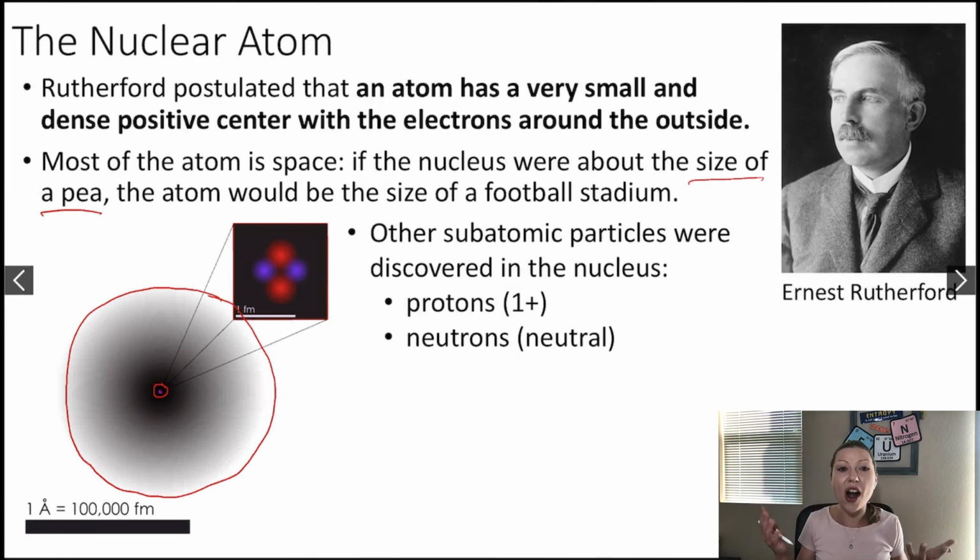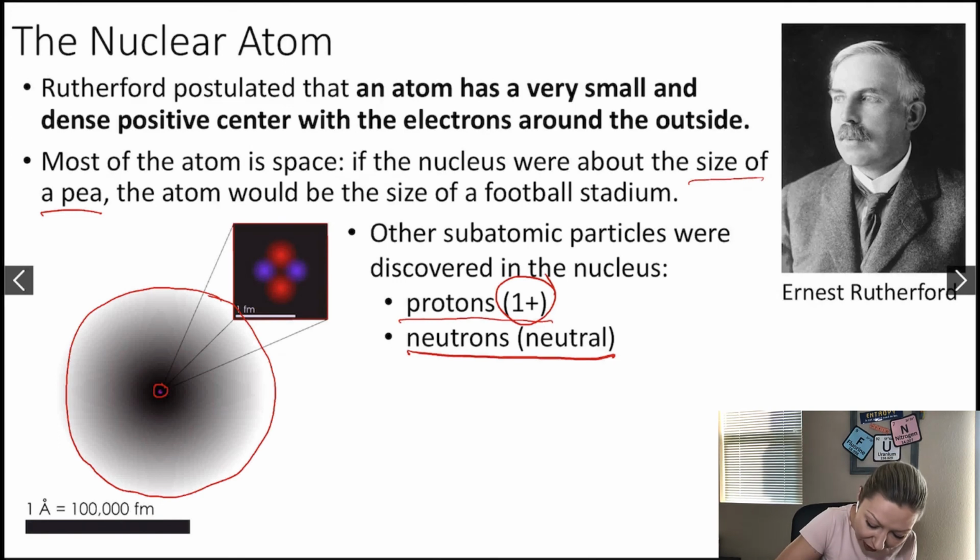So, what is in the nucleus? What type of subatomic particles? We know that the electrons are around the nucleus, but inside the nucleus, we actually have protons, which have a positive charge, and neutrons that are neutral. Okay, so in this figure here, we can see two protons and two neutrons in the nucleus.